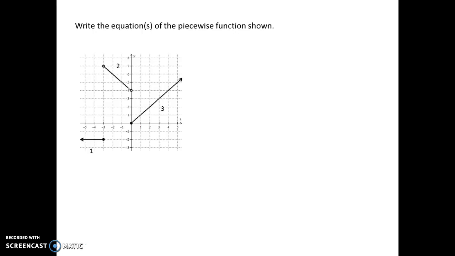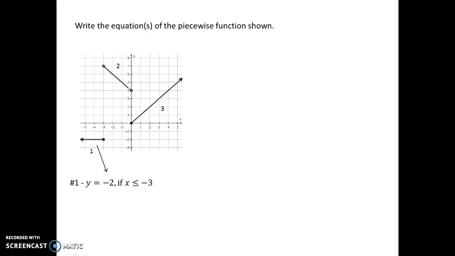In this case, I've got three different segments that we have to write the equations for. So we're going to do that separately. We're going to look at piece number 1, and piece number 1 is y equals -2. And notice that it's x equals -3. That's our border. Our line kind of ends there. So we have to make note, if x is less than or equal to -3, then we use the equation y equals -2. Okay?